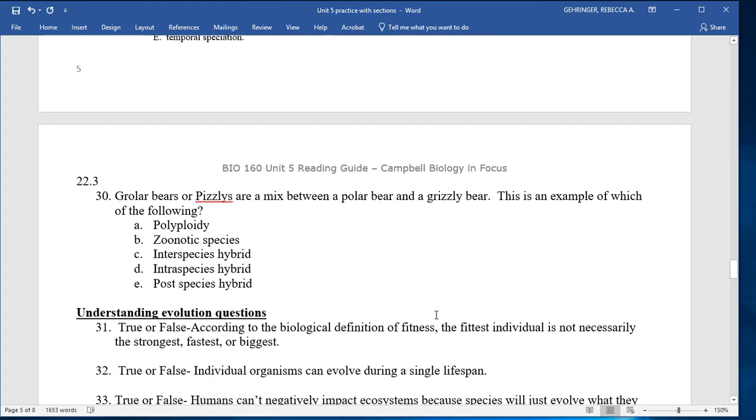So 30, grolar bears or pizzlies are a mix between a polar bear and a grizzly bear. This is an example of which of the following: polyploidy, zoonotic species, interspecies hybrid, intraspecies hybrid, post-species hybrid. So this is an interspecies hybrid, between species hybrid. Everything else is made up. The closest wrong answer would probably be D, intraspecies hybrid, but remember, intra is within, and if you were within the same species, it wouldn't be a hybrid at all.